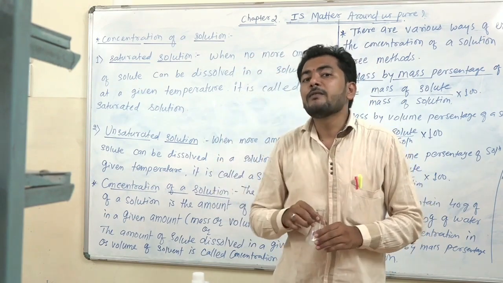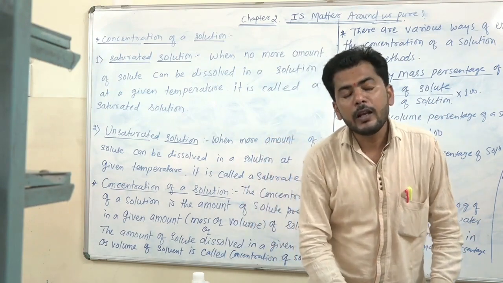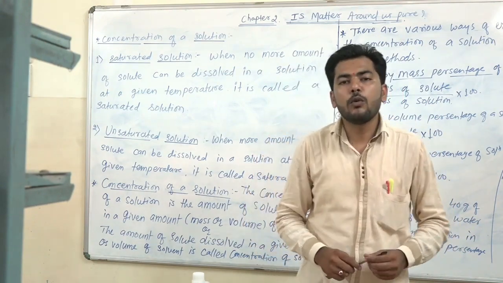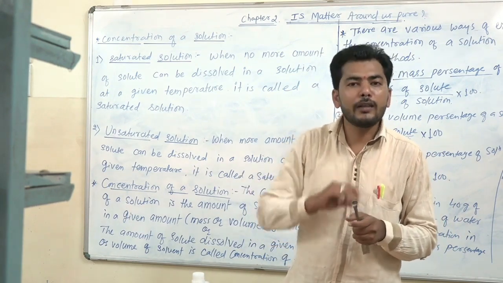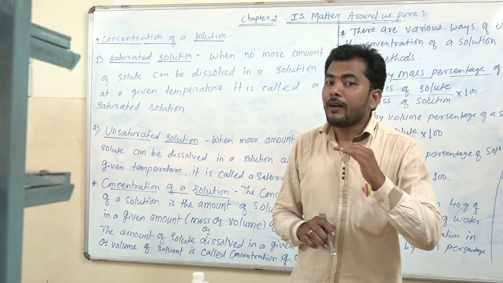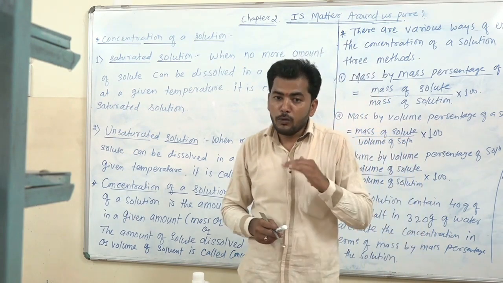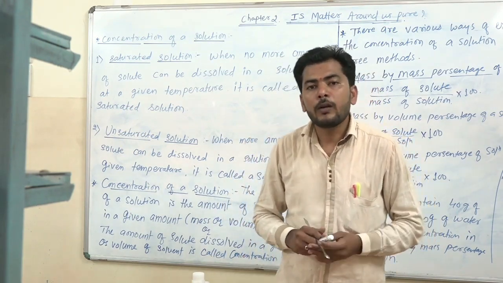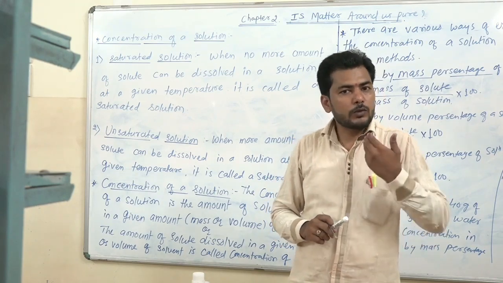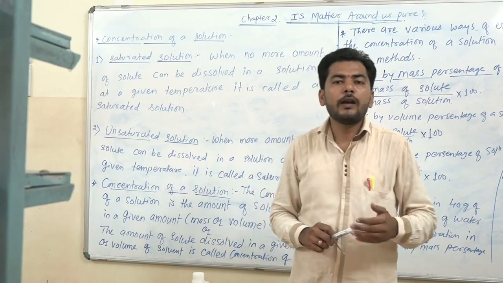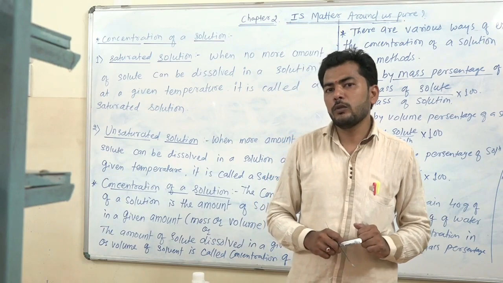If you want to see a saturated solution, do one activity at your home. Take a salt and a small amount of water and just try to add this salt into the water. At one stage, no more salt will dissolve in that water. That is your saturated solution. If the salt is going to be added and it is going to be dissolved, then that solution is an unsaturated solution.